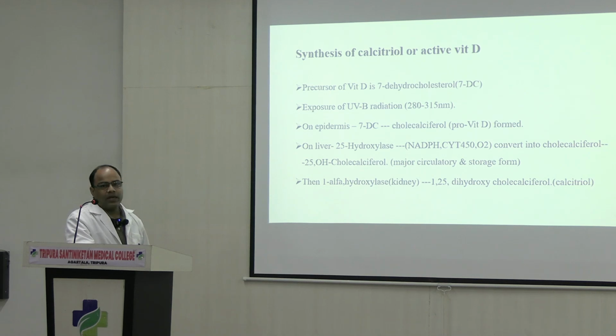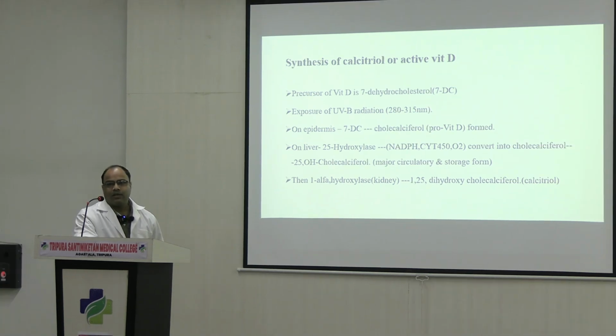When exposed to sunlight, that is ultraviolet B radiation. What is UVB? 280 to 350 nanometer. In this range, it is called UVB radiation. What is UVA? 350 to 400 nanometer. That is UVA. You don't have to remember this.